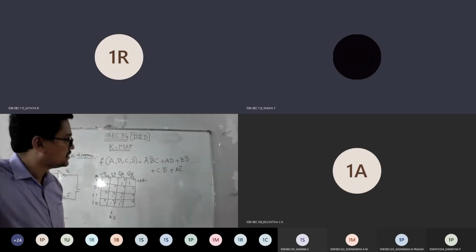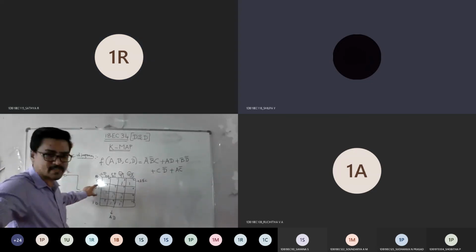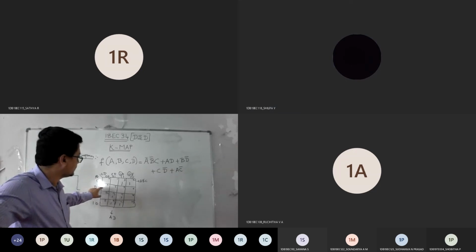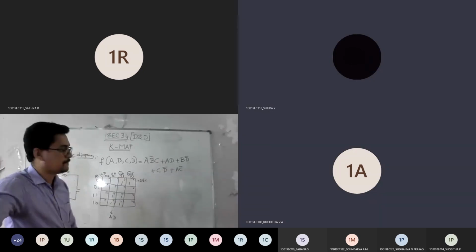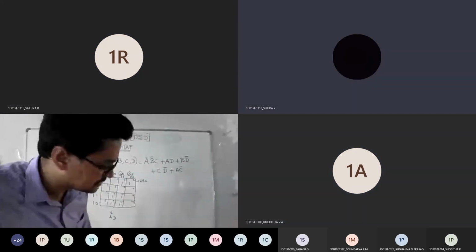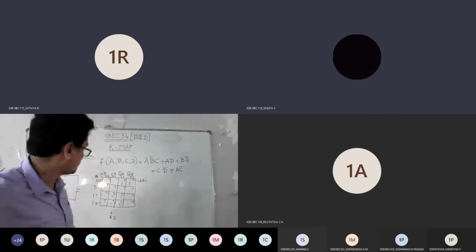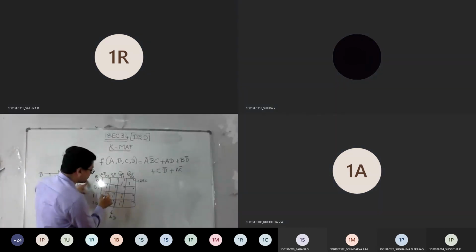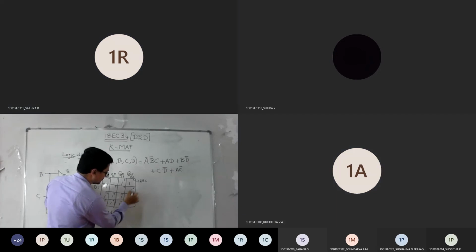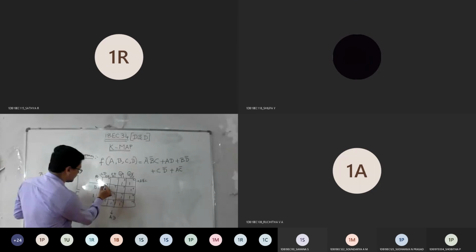B D bar: cells 4, 12, 6, 14. Just check. B possibilities are in these two, and D bar possibilities are here. Cells 4, 12, 6, 14. Very good.